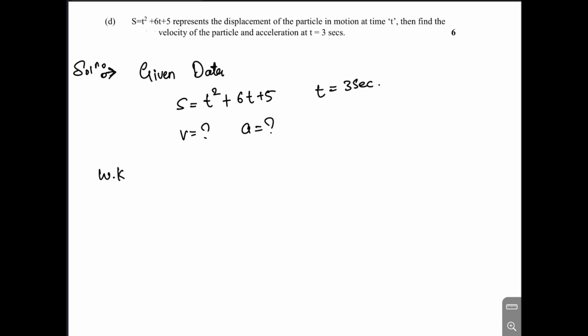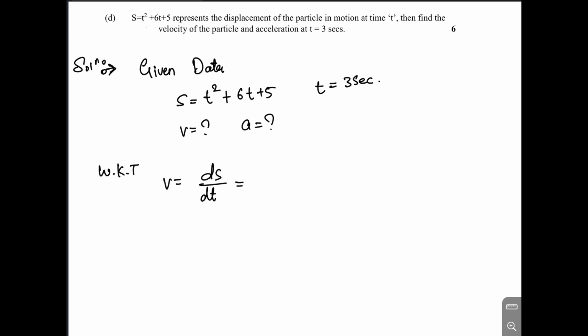We know that velocity is nothing but change in displacement divided by change in time. So here d by dt, we know the value of s. S is nothing but t square plus 60 plus 5 here. Let's try to differentiate here. Differentiation of t square is 2t plus 6.